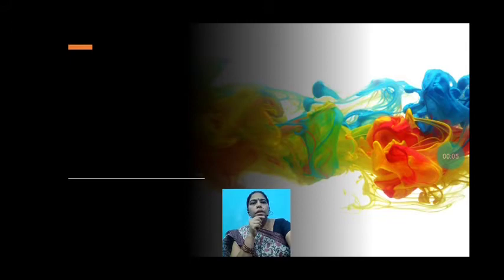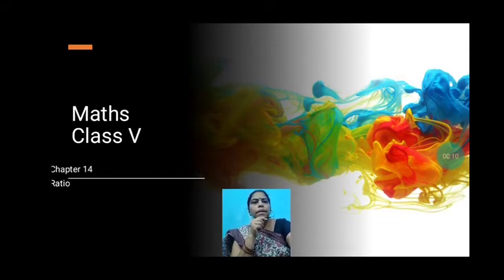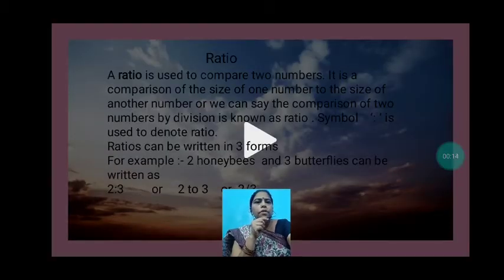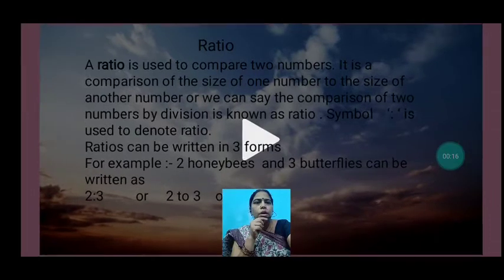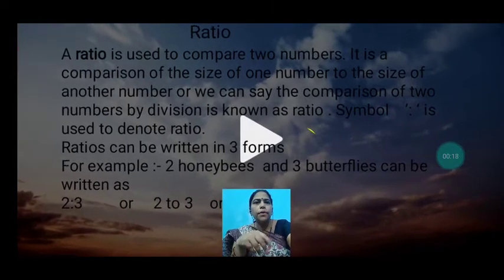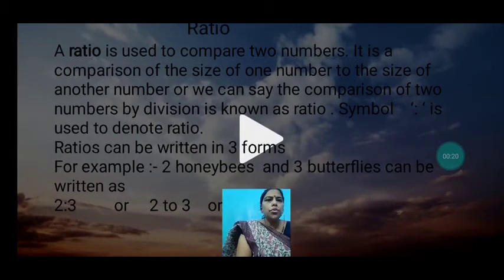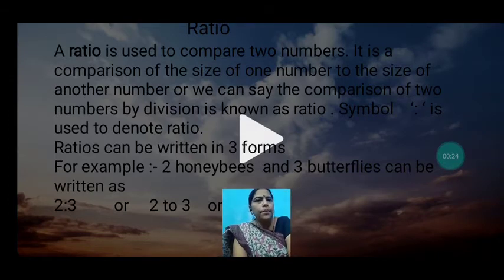Today, in our maths class, we are going to do Chapter 14 Ratio. Now, first, we are going to understand what a ratio is. A ratio is used to compare two numbers. When we have to compare two numbers, to show the comparison between two numbers, we use the term ratio.